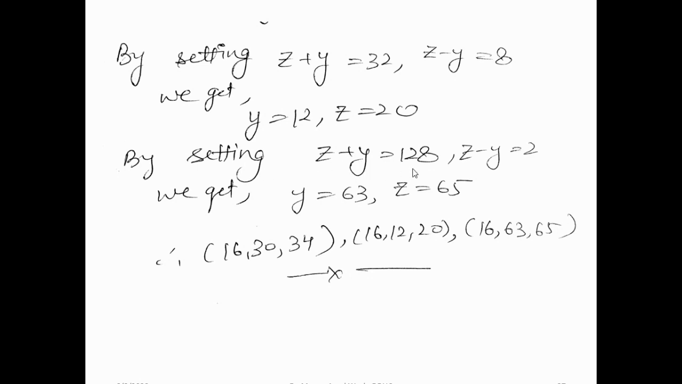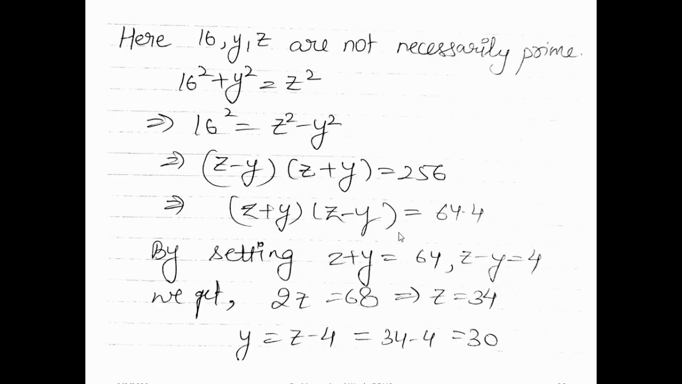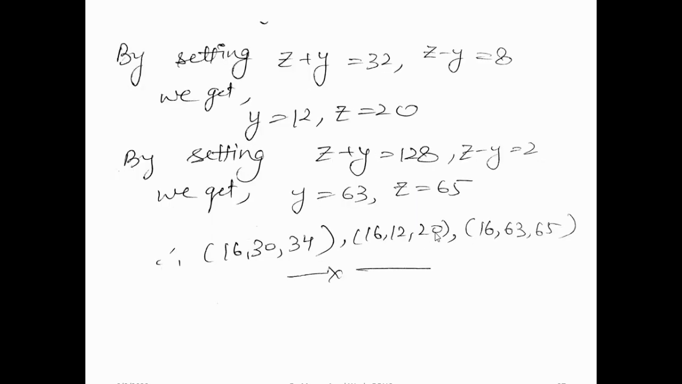And by setting z + y equal to 128 and z − y equal to 2. So what we are doing, we are just taking different factors of 256. First we have taken 64 into 4, then 32 into 8, and then this 128 into 2. So by setting z + y equal to 128 and z − y equal to 2, we get y is equal to 63 and z is equal to 65. So considering all these three factorizations of 256, we get these three Pythagorean triples: (16, 30, 34), (16, 12, 20), and (16, 63, 65).